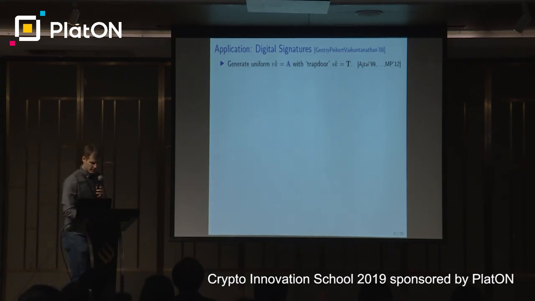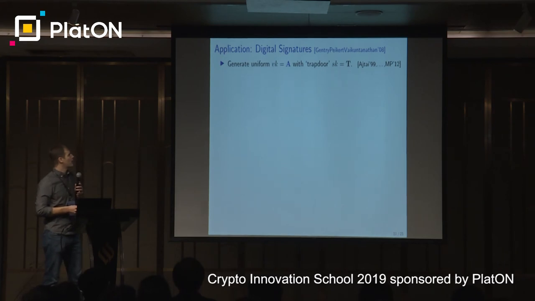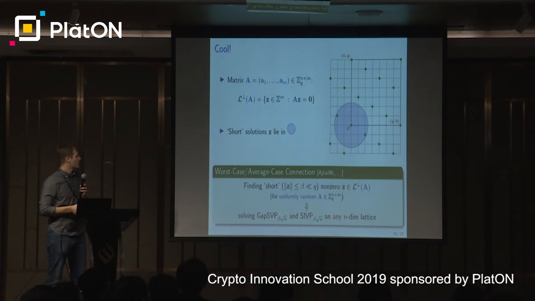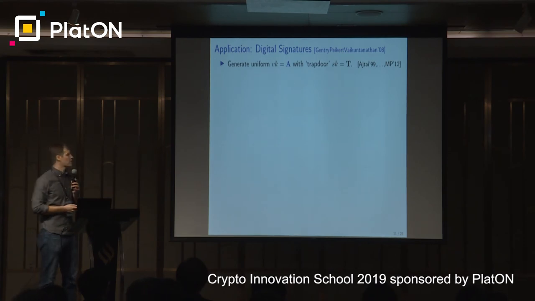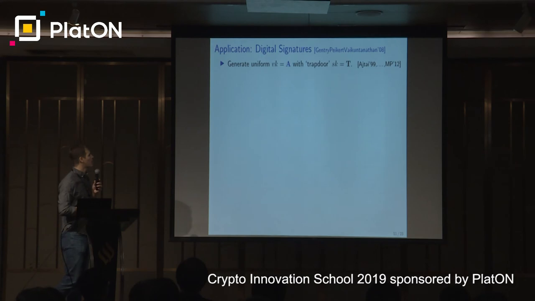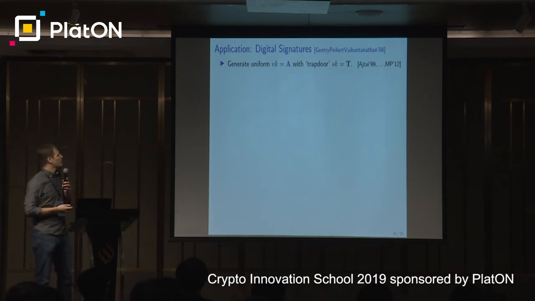So I'd like to describe, we've already seen one example of an application of SIS, which is the collision resistant hash function. But it turns out there are many, many more cryptographic constructions which can be based on SIS. And one exciting application, at least to me, is digital signatures.